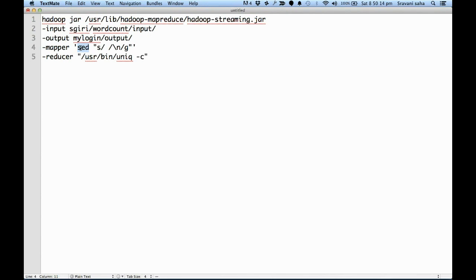So basically, here we are providing a mapper which does nothing but create a list of words, one word per line. All right. And the reducer basically counts the words. Now, if the output of this line is sorted, then uniq -c will basically count the words, right? Okay, so hope everybody is clear about this.